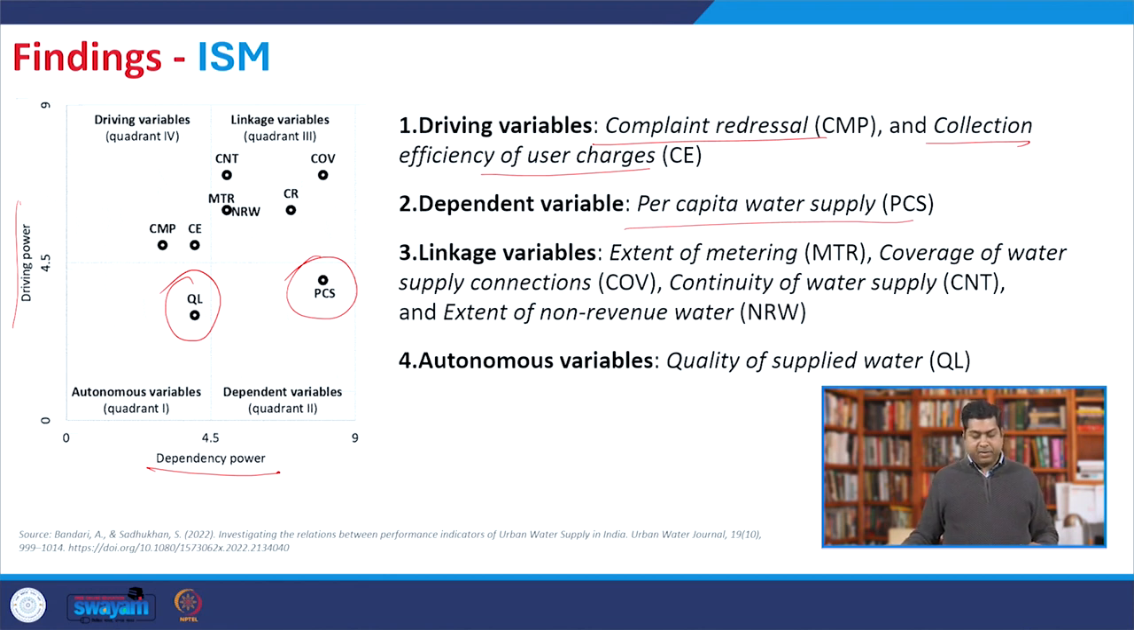Coming to the linkage variables, this is something like extent of metering, coverage of water supply connection, continuity of water supply, and the extent of non-revenue water. So, these are the variables which are linked with the dependent variables. And autonomous is the quality of supplied water, which is not really affecting each other. This is based on the ISM.